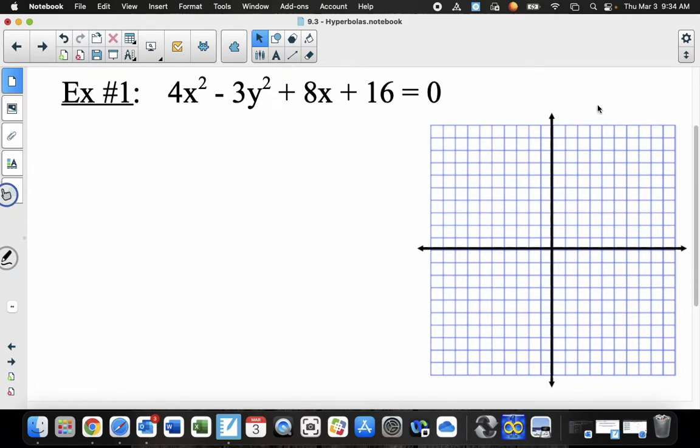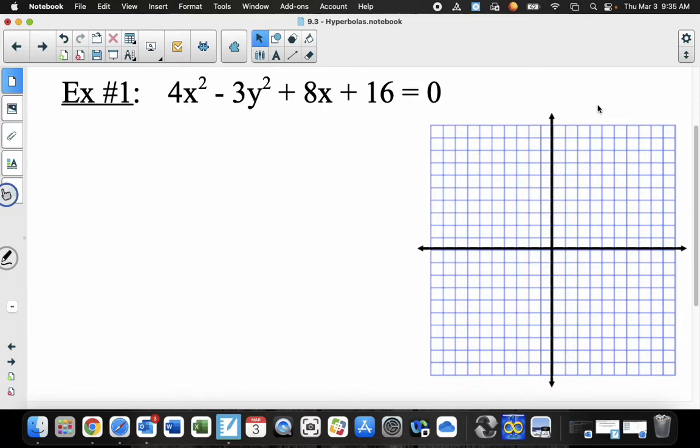So here's what we're going to do. Example number 1 here. We've got to complete the square and work our way through it. We've got to find, again, those same 5 points: H, K, and then A, B, and C. So let's start with the x's. First thing I want you to notice, we have 2 squared terms. That means this is not a parabola. It's got to be either an ellipse or a hyperbola. Why is this a hyperbola?